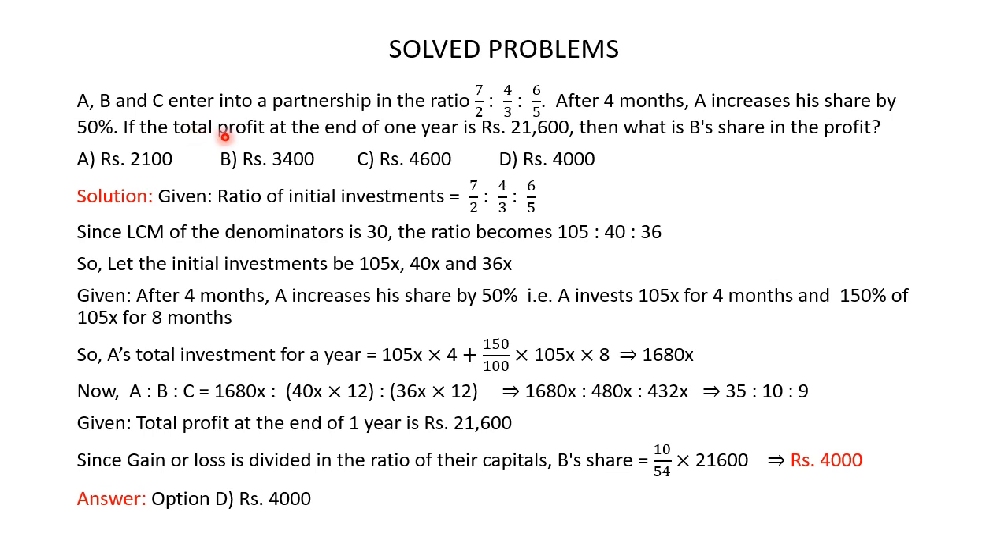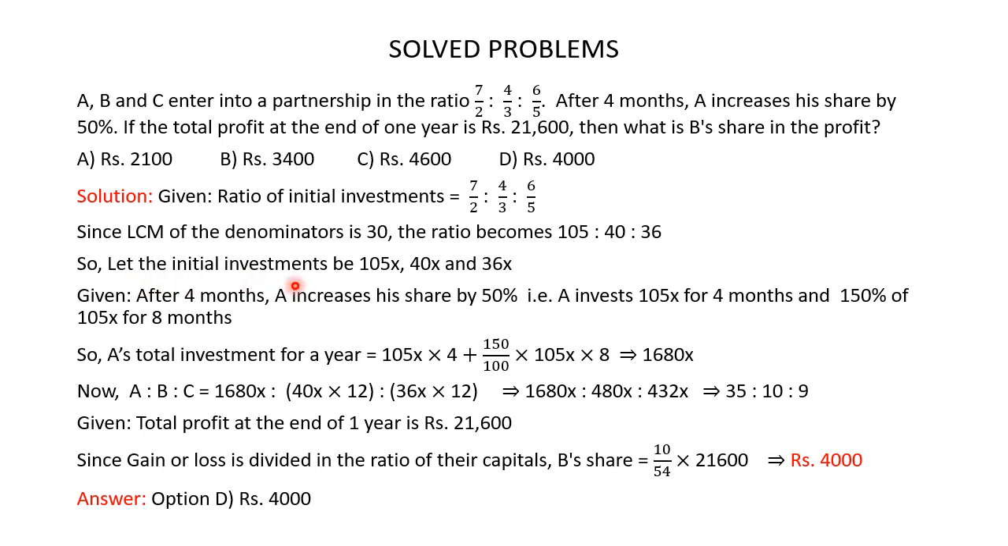Now it's given that the total profit at the end of 1 year is rupees 21,600. So the investment is for 1 year. Now we do not know the investment of A, B and C, but we know that their investment is in the ratio of 7 by 2 is to 4 by 3 is to 6 by 5. So the ratio of the initial investments is 7 by 2 is to 4 by 3 is to 6 by 5. Since LCM of the denominators 2, 3 and 5 is 30, the ratio now becomes 105 is to 40 is to 36.